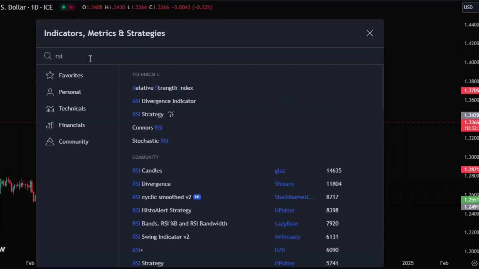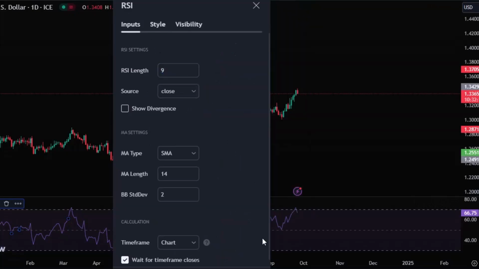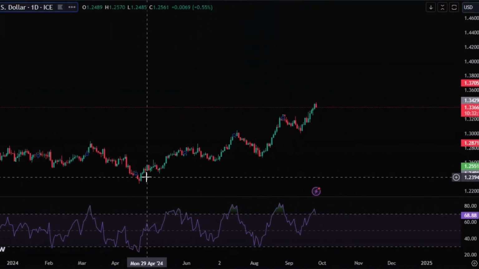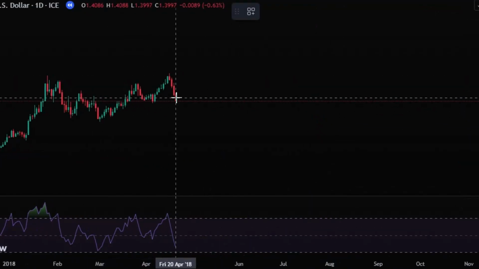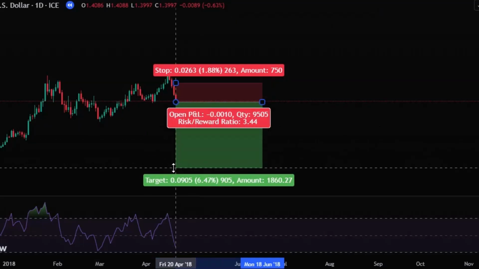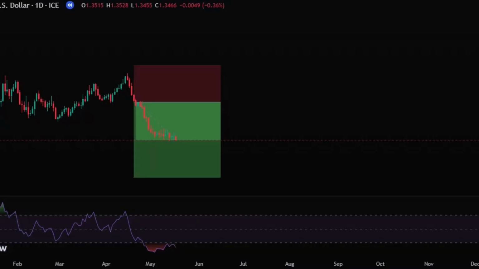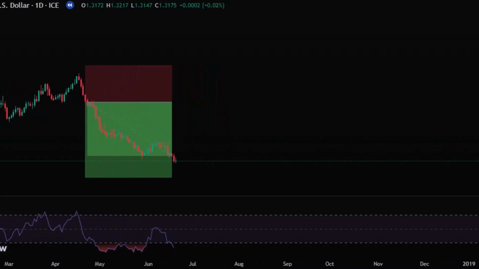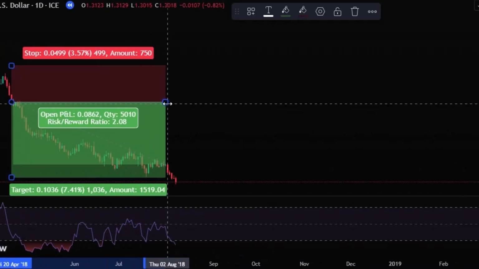RSI periods 5 or 9. If you're a more active trader who likes to dive in and out quickly, go for a shorter period like 5 or 9. These are ideal for capturing quick momentum shifts within the larger trend. Shorter periods make the RSI ultra responsive to price movements. You can catch those mini pullbacks or spikes in the trend more quickly.